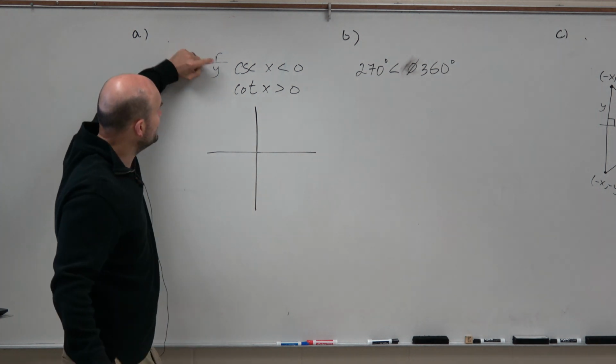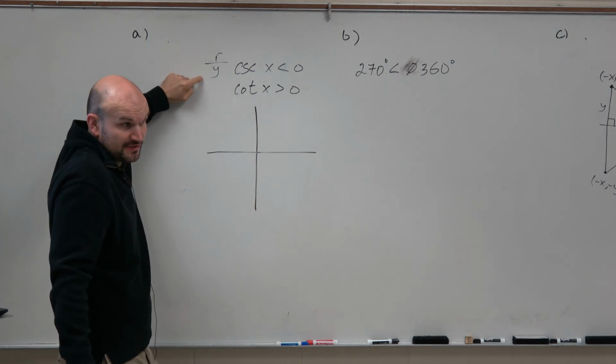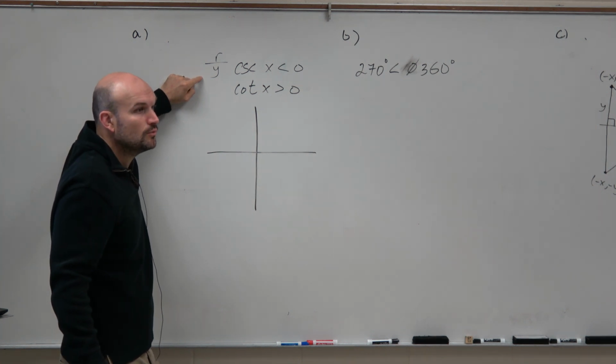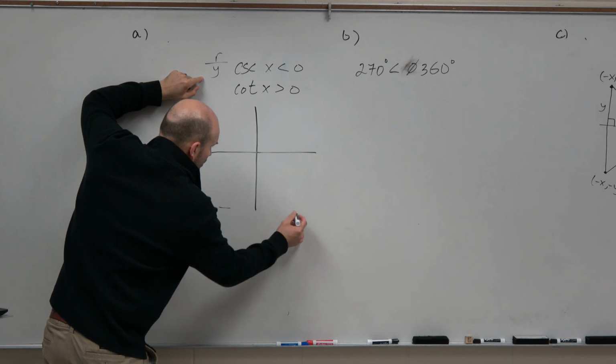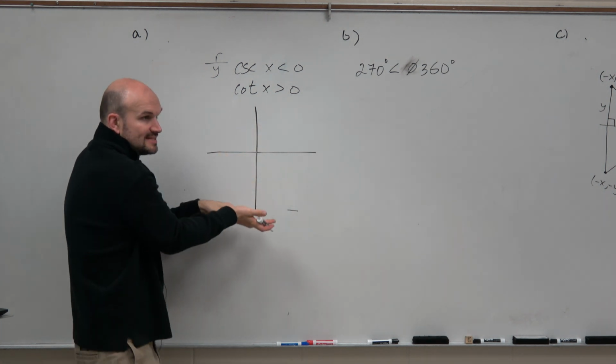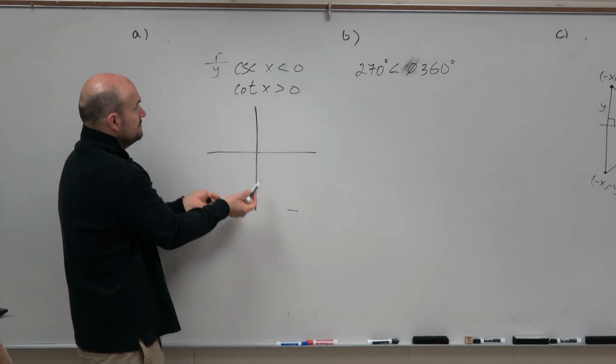So we say, when is cosecant r over y going to be negative? Well, again, r is always positive, so it's the y. So when is the y-coordinate negative? Which quadrants? Third and the fourth, right? Anything below the x-axis, the y-coordinate is negative. Yes? OK, so we got that one.